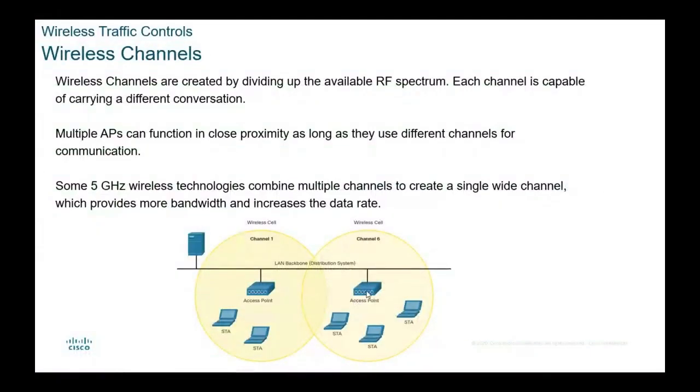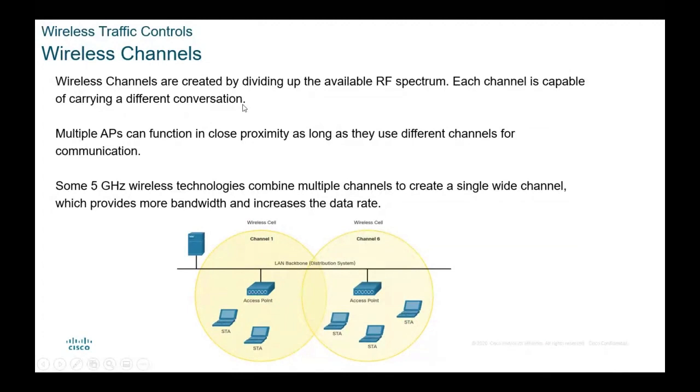Wireless traffic controls. So wireless channels, well, what a good segue, channels. When you have 2.4 gigahertz, you're not using the whole of the 2.4 gigahertz. There's actually 2.4, and there's a little bit more. You know how there's 2.4, but there's 2.406, 2.407, etc. It goes on. It's like decimal points, isn't it? So we can actually get even finer bits of that range. So wireless channels are created by dividing up the 2.4 into smaller chunks, and each channel is capable of carrying a different conversation.